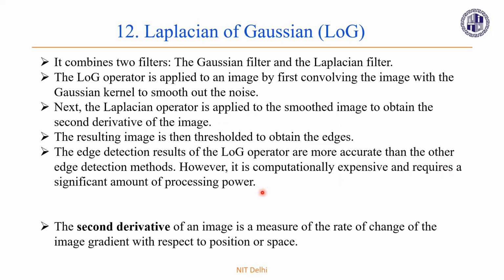Here, the second derivative, which I'm using, is a measure of the rate of change of the image gradient with respect to position or space.